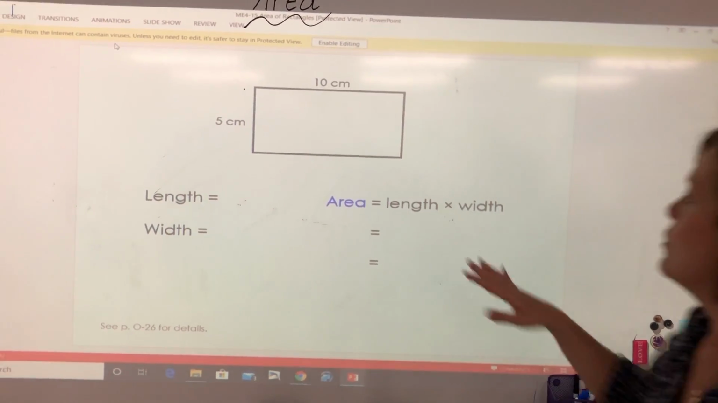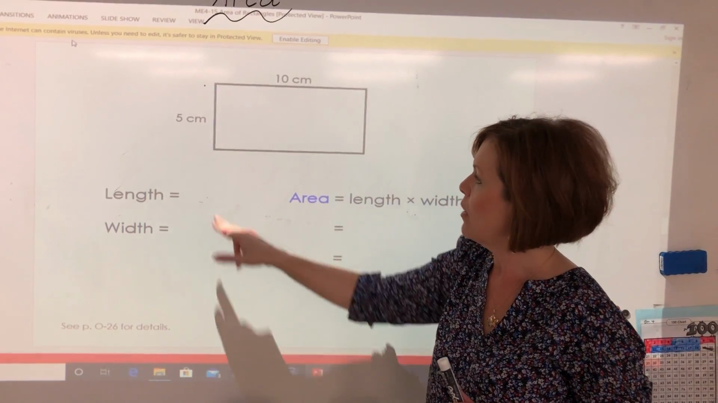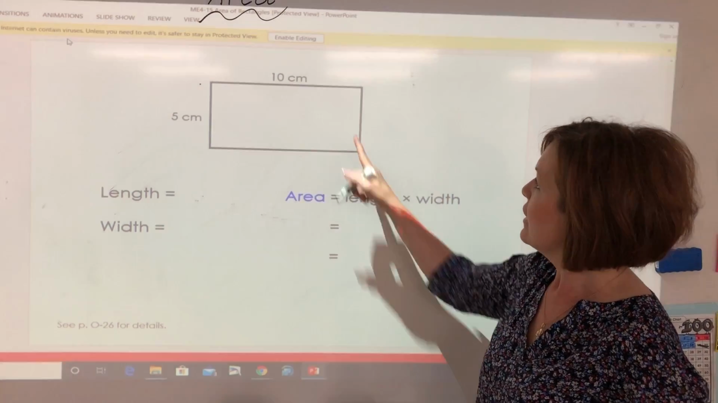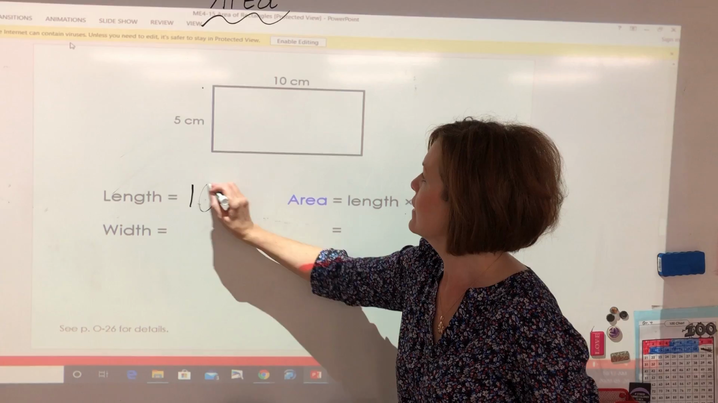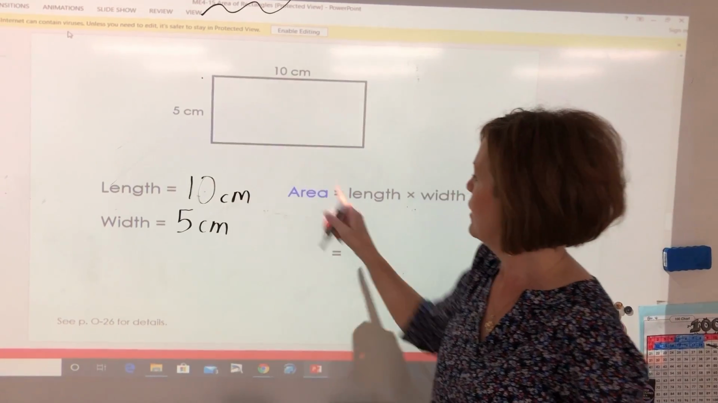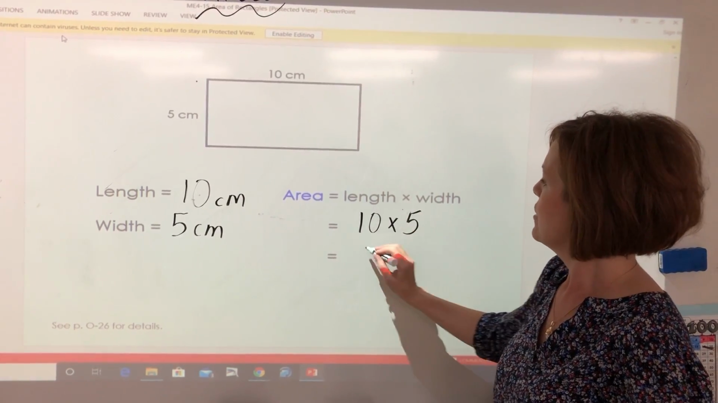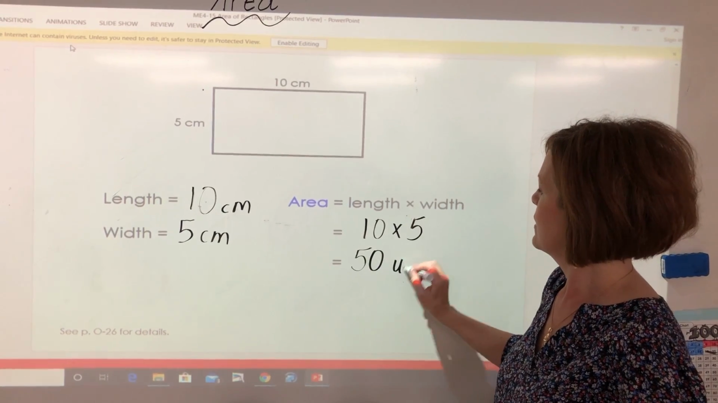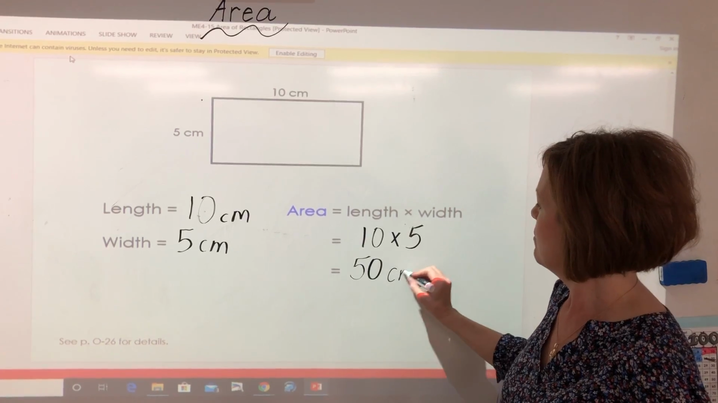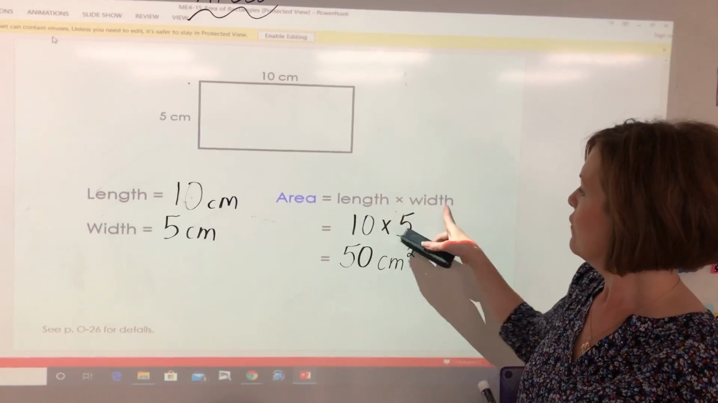So here's one you could have drawn. Something that's 10 centimeters long and 5 centimeters wide. What is the area? Area equals length times width. Area equals, so 10 is its length, centimeters. Width is 5 centimeters. Area equals length times width, 10 times 5. So that's 50 units squared. Oh, we know the units. 50 centimeters squared for that rectangle. And that is how you find the area using your formula.